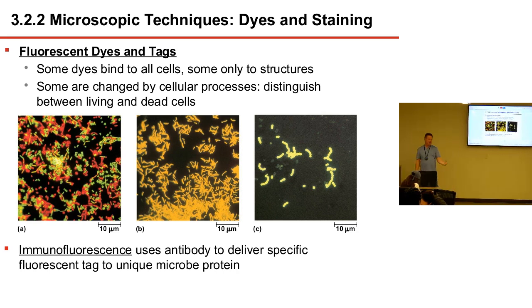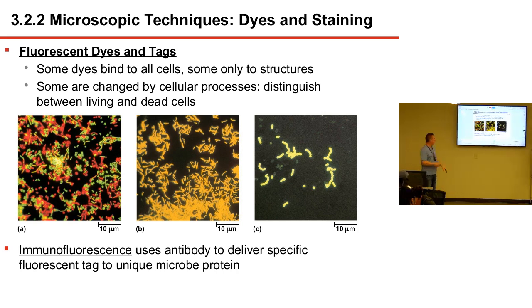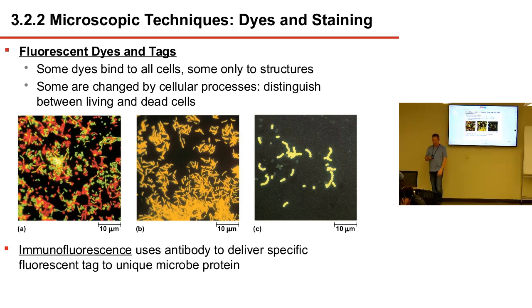Immunology for the antibodies, right? Because that's where we get them from, the immune system. Fluorescence, because we're using them to fluorescently stain. So immunofluorescence is the name of using the antibody to deliver that tag for the different proteins on the microbe.